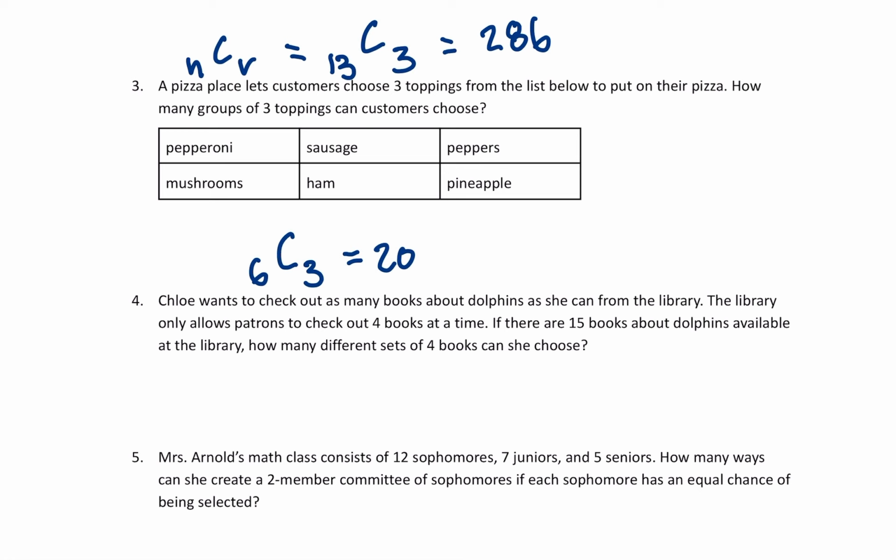Now Chloe wants to check out as many books about dolphins as she can from the library. The library only allows patrons to check out 4 books at a time. If there are 15 books about dolphins available at the library, how many different sets of 4 books can she choose? Well, we've got 15 total books, and we're choosing groups of 4. So we've got 15 choose 4, which is going to give us 1,365 when we put it in our calculator.